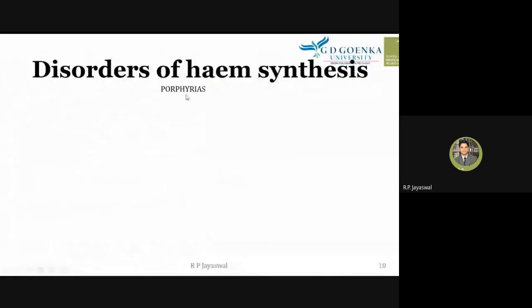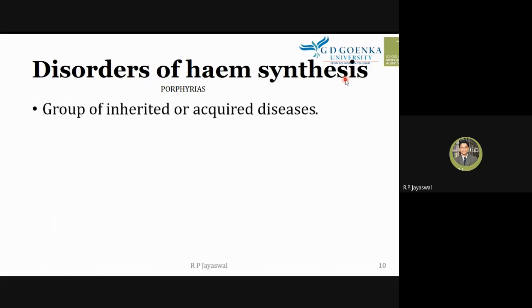No response. Now let's talk about disorders of heme synthesis. We also call it porphyrias. Porphyrias is another term that we use for disorders of heme synthesis. So this is a group of inherited or acquired diseases. If it is inherited, we call it primary porphyria, that we studied in the previous lecture. If it is acquired, then we call it secondary porphyria.